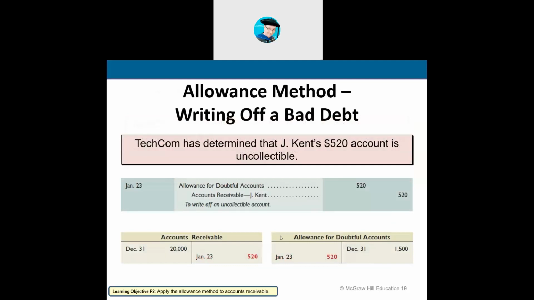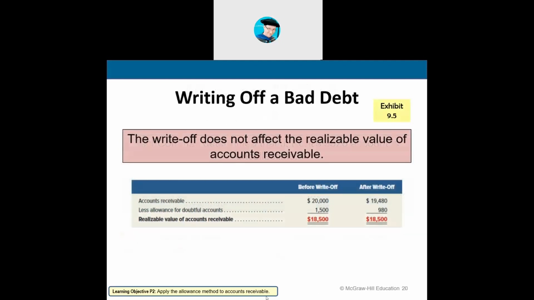Oh, Jay Kent, this guy, he just keeps showing up, not paying me. What's up with this guy? Okay, so Jay Kent, again, January 23rd, he purchased $520 before this. We realized that Jay Kent, he ain't gonna pay us. So we debit allowance for doubtful accounts $520, credit Jay Kent accounts receivable $520. This writes off an uncollectible account. And someday that guy better pay me, I tell you what.